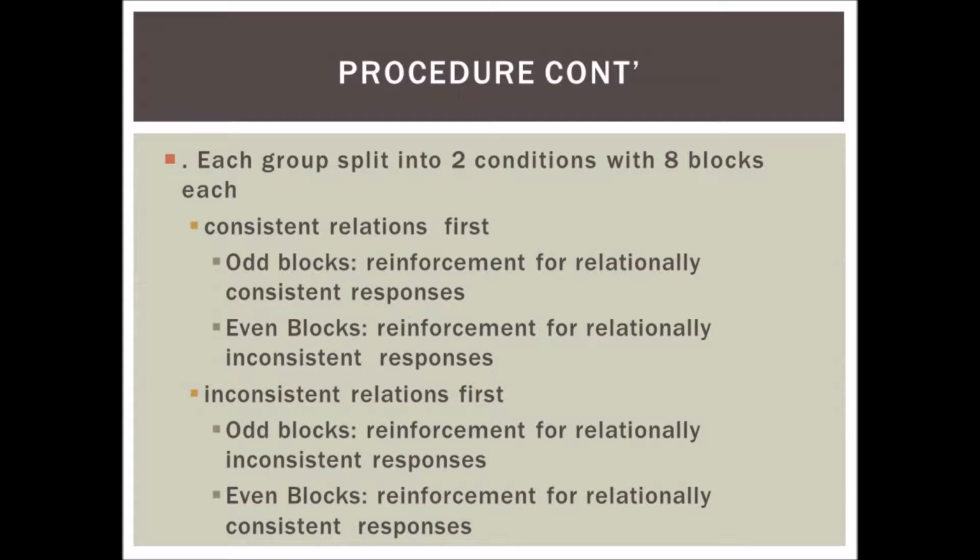For the consistent relation first condition, odd blocks, such as blocks 1, 3, and 5, had reinforcement for relationally consistent responses, and even blocks, such as 2, 4, and 6, received reinforcement for relationally inconsistent responses. The opposite was true for the inconsistent relations first group, in that odd blocks were reinforced for inconsistent responses and even blocks were reinforced for consistent responses.